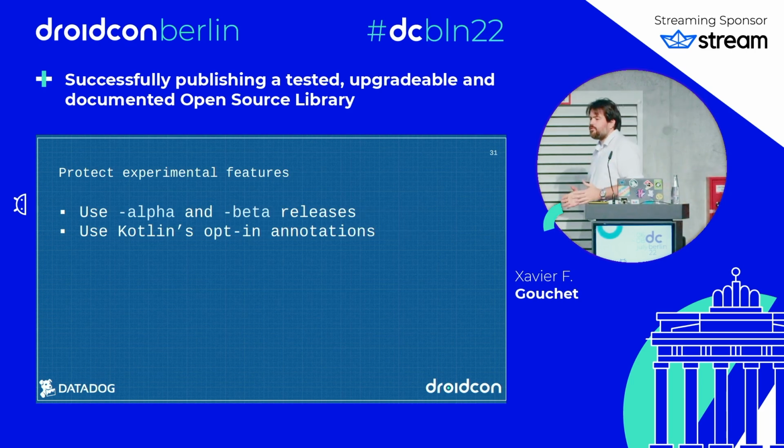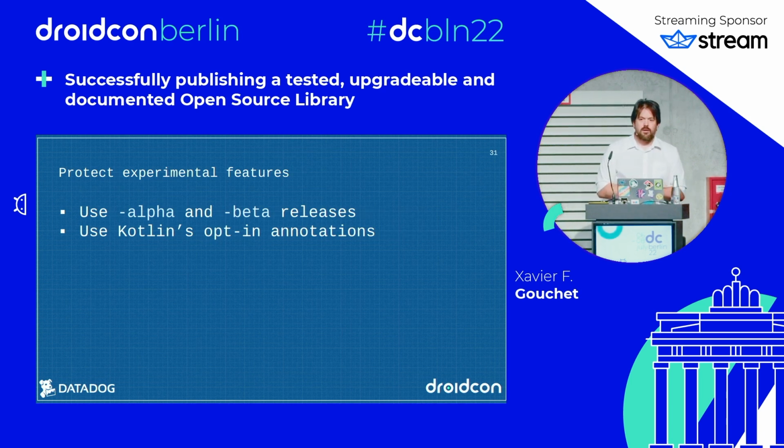Also, to be future-proof, you want to protect your experimental features, meaning that if you have something that's still in an early stage, try to create alpha and beta releases. The good thing about this is that usually people are going to be mindful and try not to use a version of a library that has alpha or beta in it. They're going to be very cautious and wait for a production release.